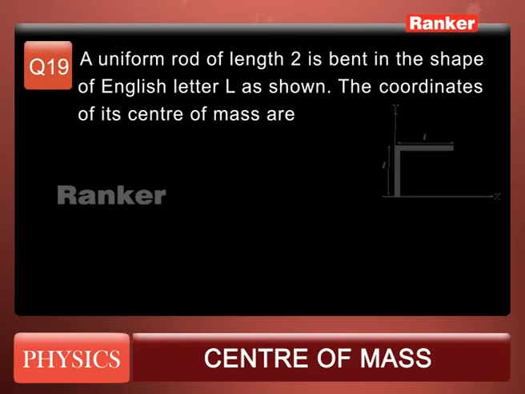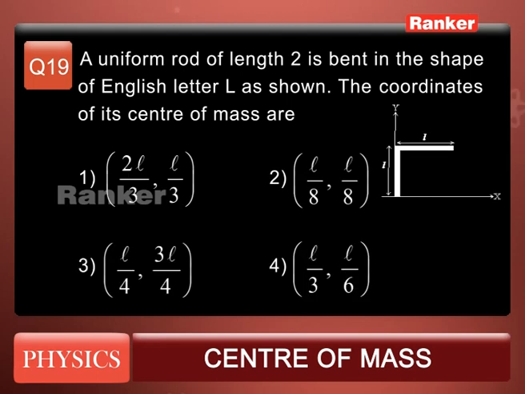Question number 19. The question is this: a uniform rod of length 2L is bent in the shape of the English letter L as shown. The coordinates of its center of mass are: first option 2L by 3, L by 3; second option L by 8 and L by 8; third option L by 4 and 3L by 4; and the fourth option L by 3 and L by 6.